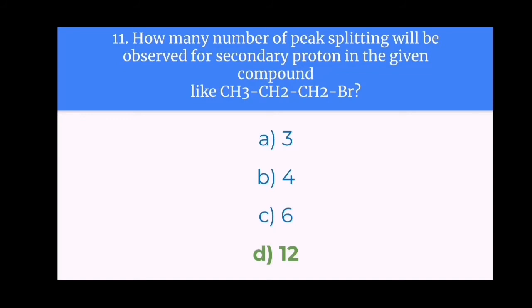Next is, how many number of peak splitting will be observed for secondary proton in the given compound like CH3, CH2, CH2Br? A. 3, B. 4, C. 6, D. 12. Correct answer is D. 12.